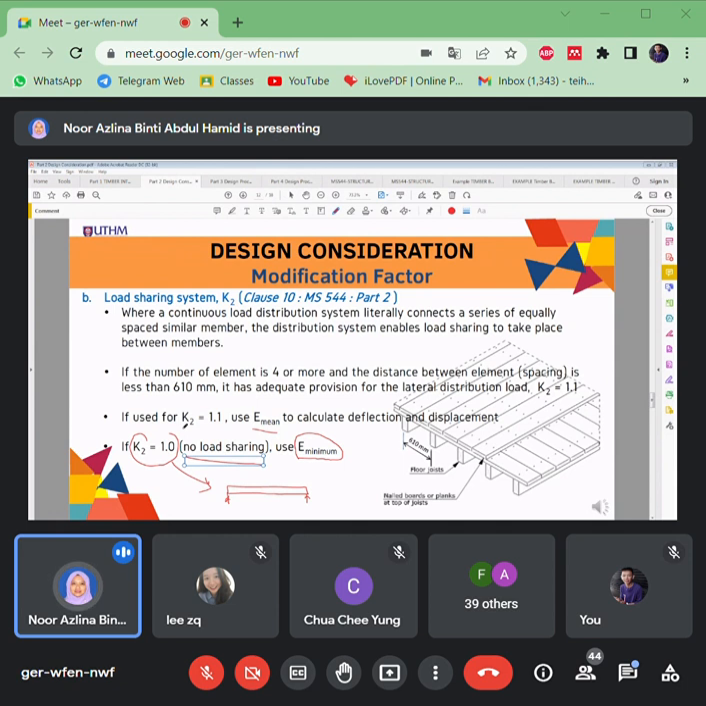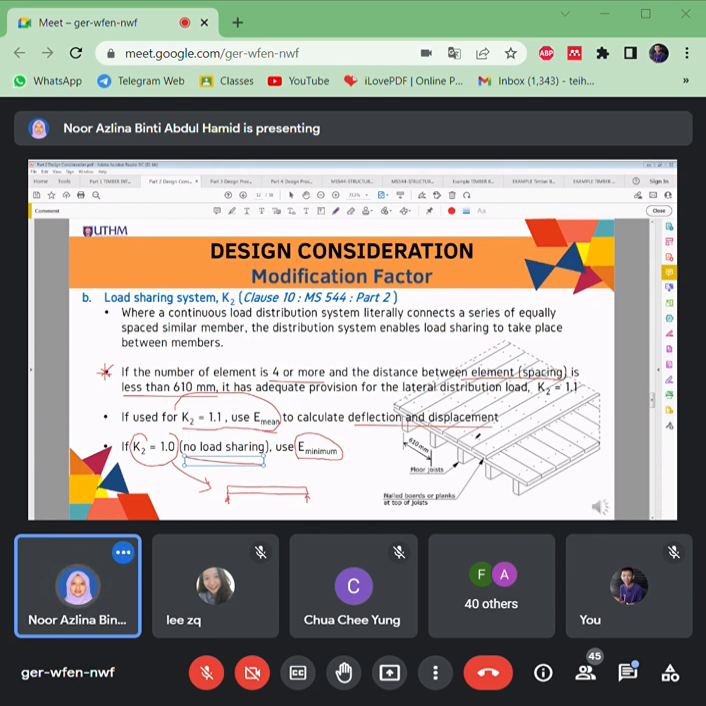If there is sharing, you have to use K2 is equal to 1.1. That means you use E mean to calculate deflections and displacement here. So what is meant by sharing here? You have to check if the number of elements is 4 or more, and the distance between elements, or spacing, is less than 610. So if the nearest elements of that structure have spacings less than 610 and there are 4 or more elements, that can be considered a sharing system. If not, just consider K2 as no load sharing.